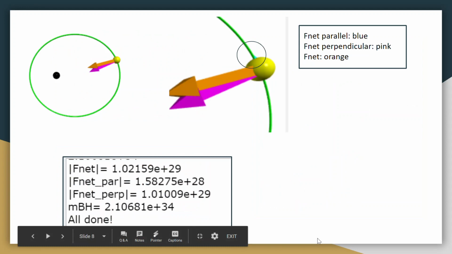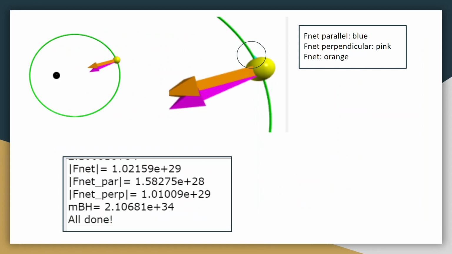I have now my final images here. In the upper left corner, I have the final total trajectory of my star and forces with the black hole constant. In the middle image, I have the zoomed in image of my arrows. The small one in the circle is my Fnet parallel, which is blue. It is so tiny because our time is hardly changing over each step.